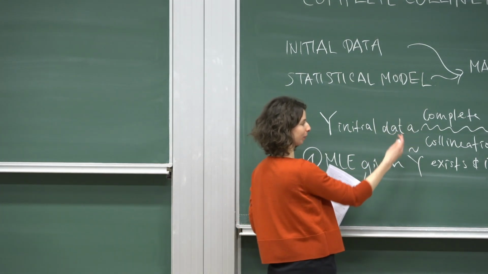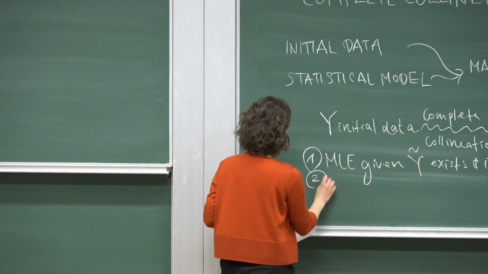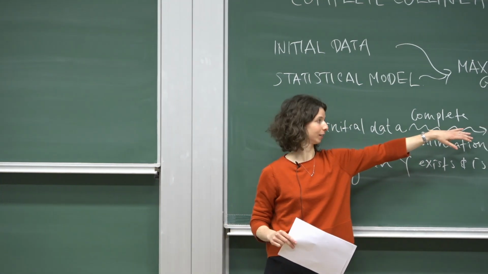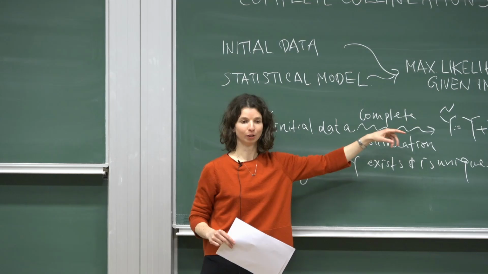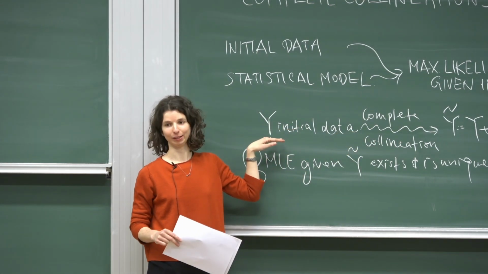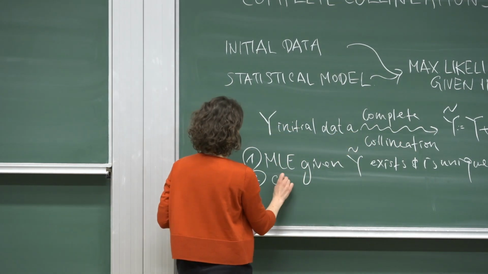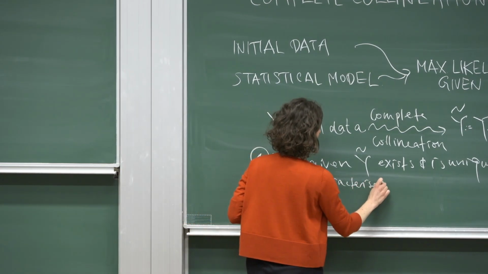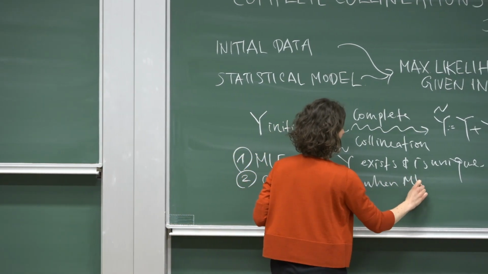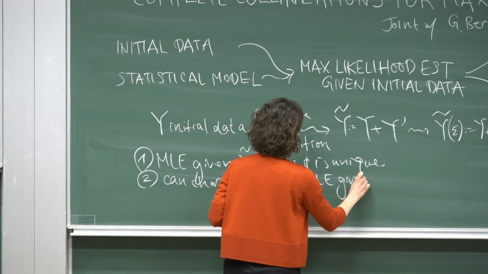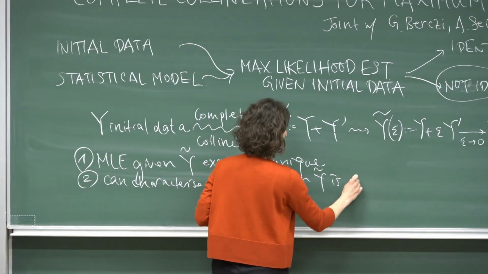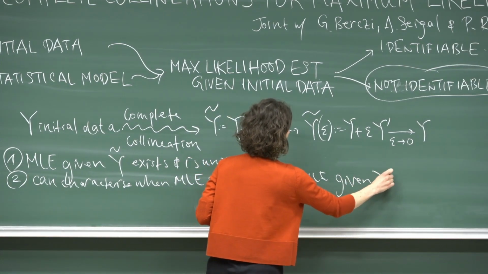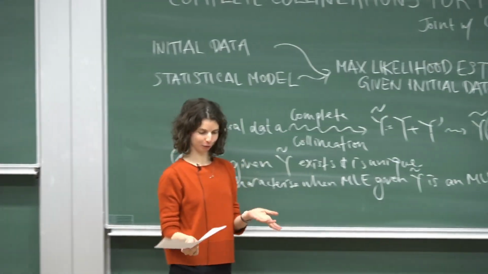And that's where the properties of the complete collineations come in, because we can actually characterize when the MLE given this kind of perturbed sample, y tilde, is actually an MLE given the original y. And so there are two cases.